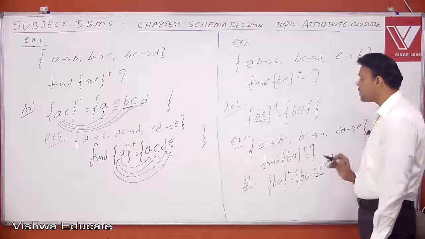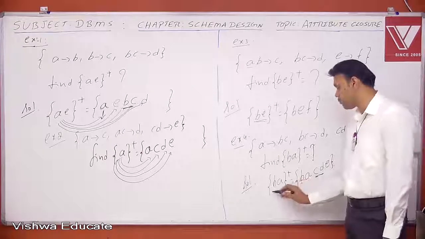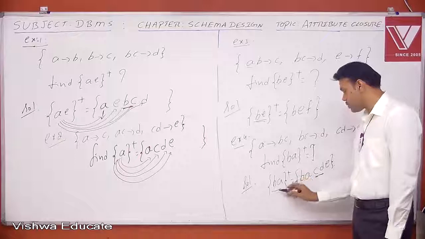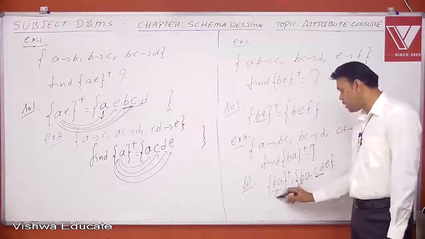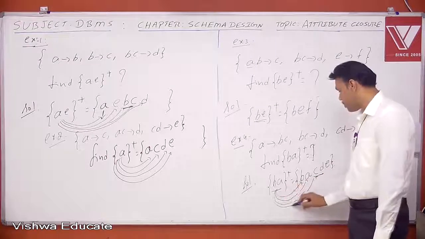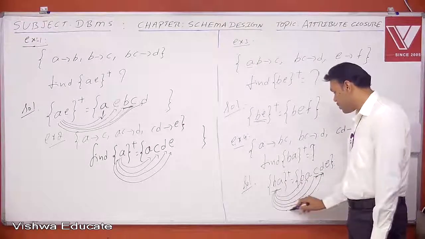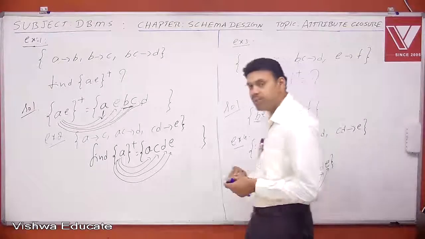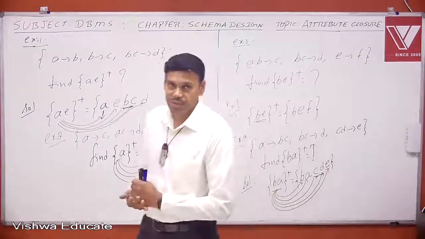E. So this is the BA closure, which means if I know BA, using these dependencies, BA can give B and BA can give A, BA can give C and BA can give D, BA can also give E. This is how you can compute attribute closures.